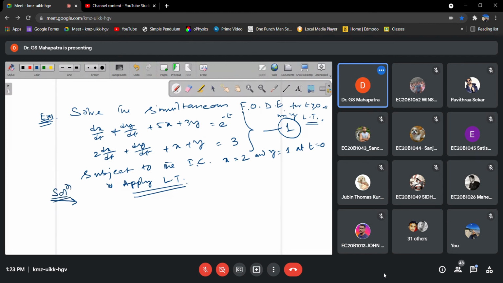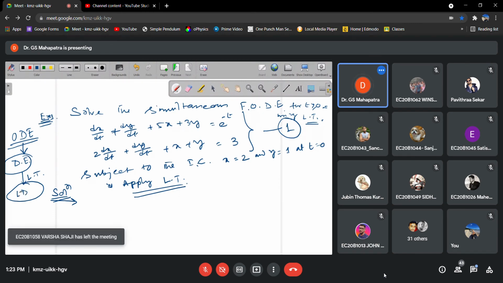Like earlier, what we did for the ordinary differential equation: we took the Laplace transform of the differential equation, then took the inverse Laplace transform, and then you will get the solution in terms of x of t or y of t.